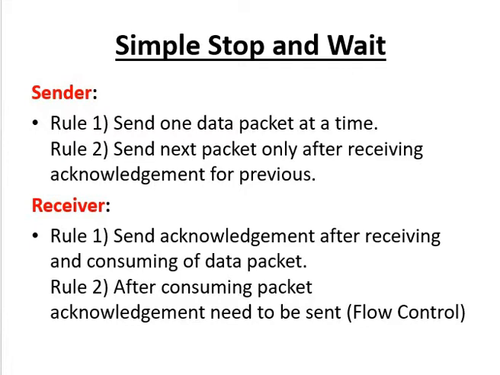Now let's see the rules for receiver. First rule for receiver is send acknowledgement after receiving and consuming the data packet. Means the receiver will send the acknowledgement only after receiving the packet and consuming the data. Second rule for receiver is after consuming the packet, acknowledgement needs to be sent. Means the flow control. So these are the two rules for sender and two rules for receiver for simple stop and wait protocol.